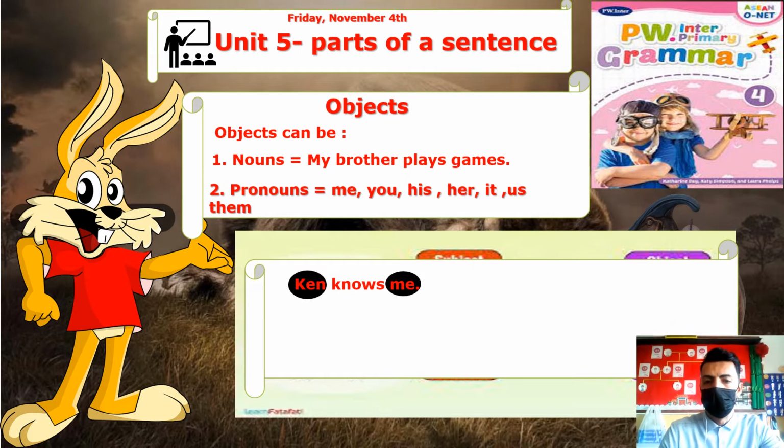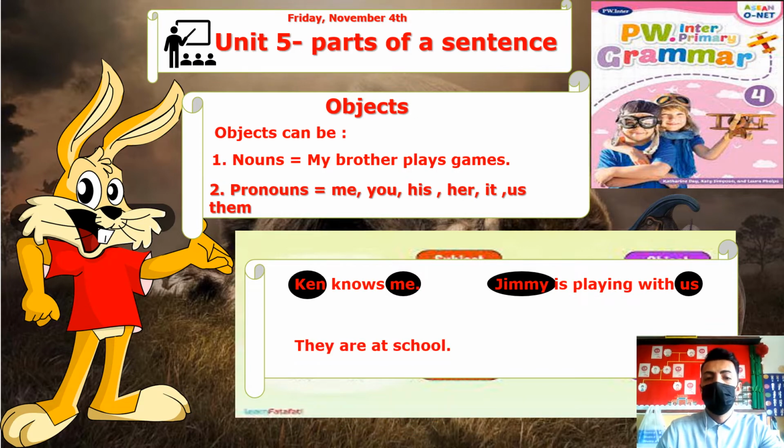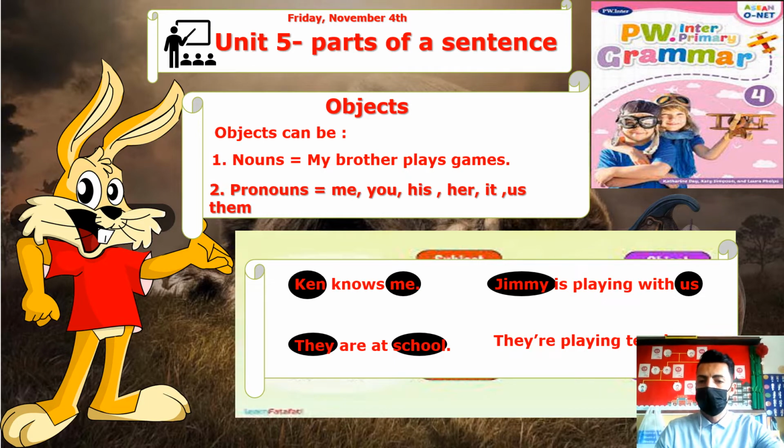Kin knows me. Me is the object. Jimmy is playing with us. Jimmy is the subject. Us is the object. They are at school. They is the subject. School is the object. They are playing tennis. They is the subject. Tennis is the object.